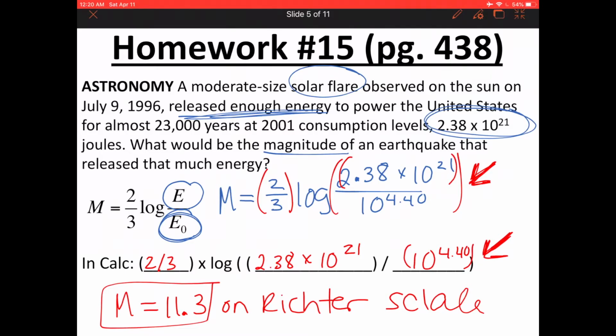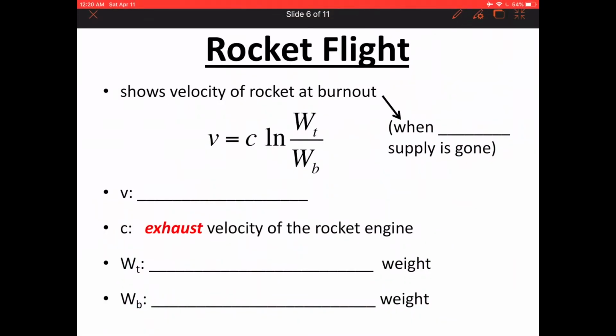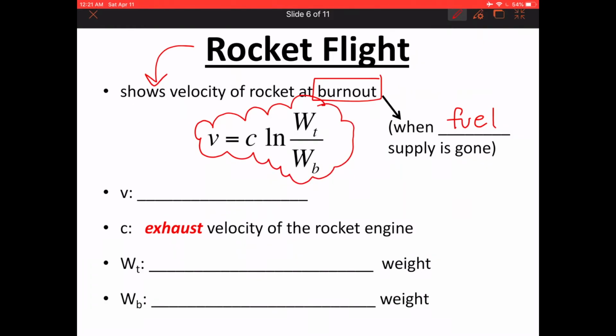Now let's go to our second equation that we're going to be using today, which is a new one. This is the equation for rocket flight. And so this equation is going to show the velocity of a rocket at burnout. Now by burnout, we mean when the fuel supply is gone. Okay, so when all the fuel is gone, how fast is this rocket still traveling? And so this is the equation that we're going to be using. V equals C times ln of Wt over Wb.